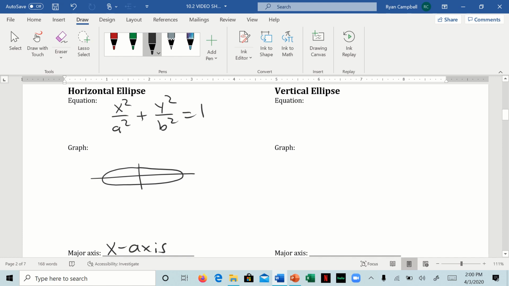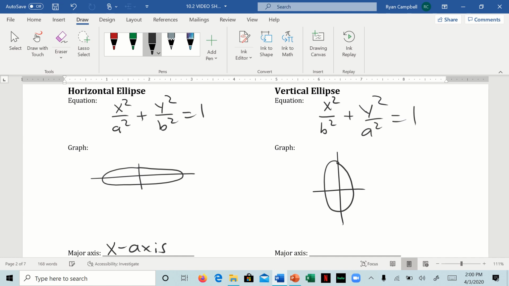If it's the vertical axis, basically we switch the a and the b. So it's x squared over b squared plus y squared over a squared equals 1. And if we graphed it, the majority of it would be on the y-axis. So the major axis this time is the y-axis.